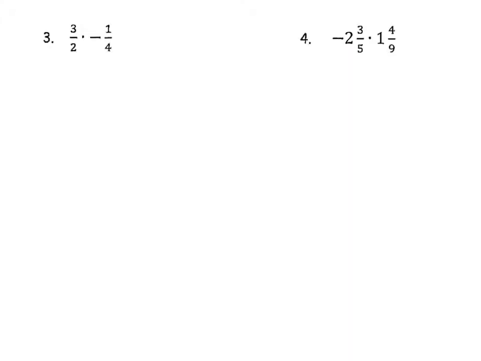Let's check out number 3. Multiply straight across. 3 times negative 1. Negative 3. Always put the negative signs with the numerators. Denominator, 2 times 4. 8.